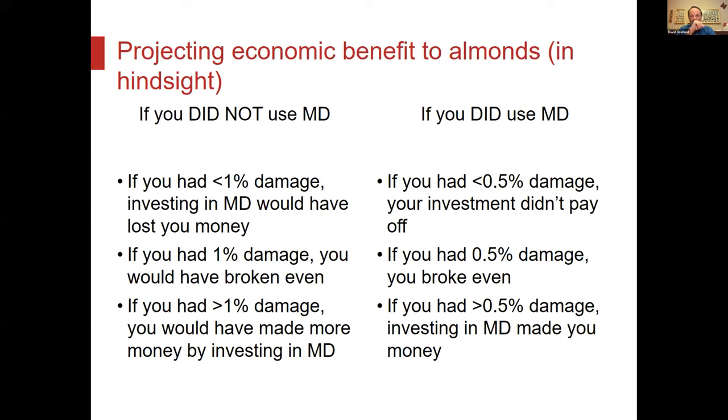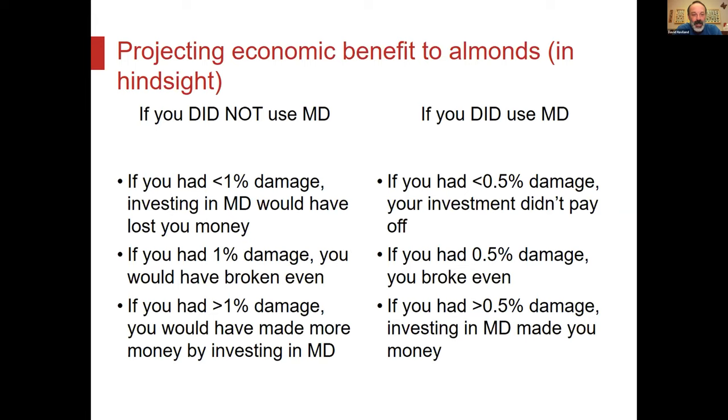Now, what does that mean? In hindsight from all these trials, if you're a grower on the left side, let's say that you didn't use mating disruption. If you ended up with less than 1% damage, and you had invested in mating disruption, you would have lost money on your investment. It wouldn't have been a bad thing to do, but you wouldn't have paid off your investment. If you just had a regular old field with 1% damage, if you had used mating disruption, you would have broken even on your investment. It would have paid for itself. If you ended up with more than 1% damage average across all your varieties, you would have actually made more money, put more money in your pocket if you had invested in mating disruption.